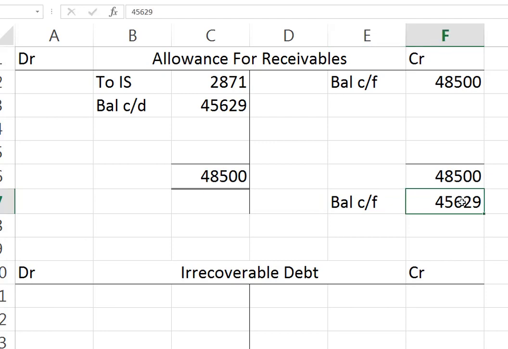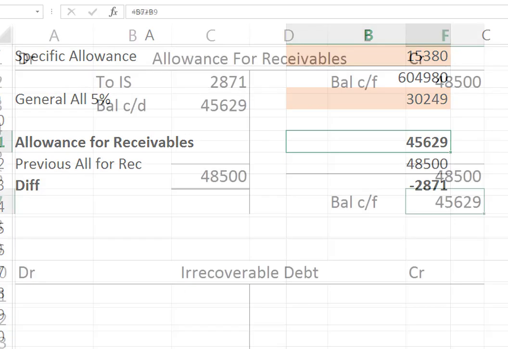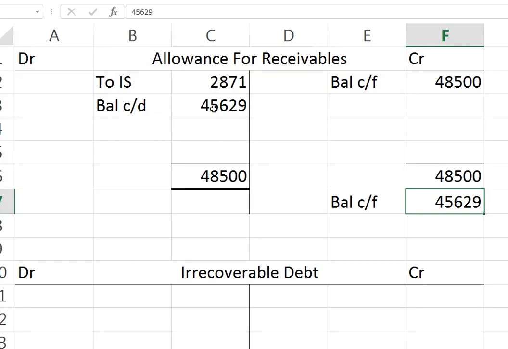Okay, and let's just go back and make sure that that's the number that we had. So when we did our calculations, 45629. Okay, so just as a double check, if you use this and you then get your balancing figure, it should be this figure. Okay, so we've got 45629 and we're happy with that. We know that's the right figure, and that is the figure that we're going to see as our allowance for receivables in the statement of financial position. So let's just highlight that guy.